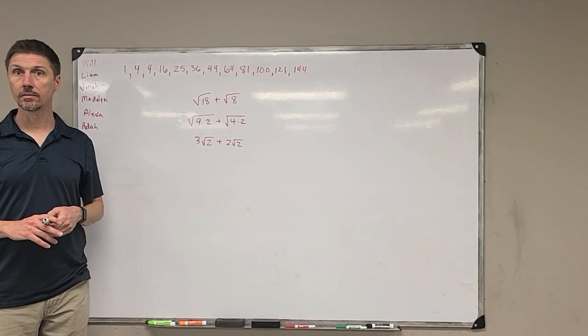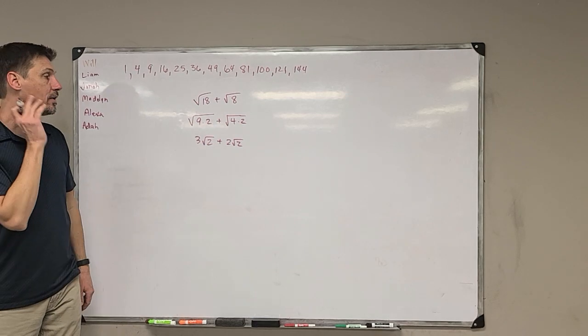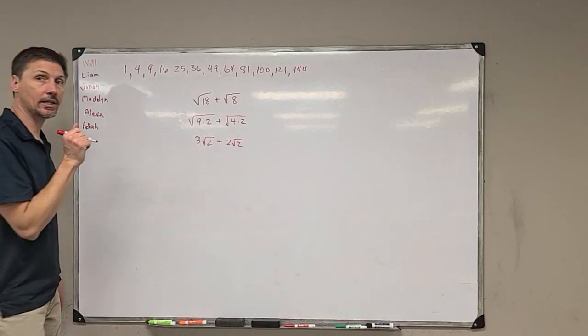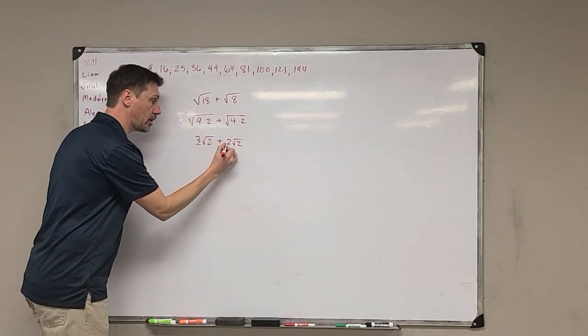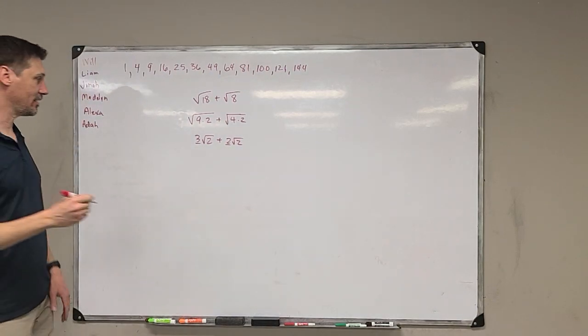4 square root of 2. What'd you say? 4 square root of 2. Not 4. What are we adding? Actually adding together? We're adding together the coefficients here. 5, right? 5 square root of 2.